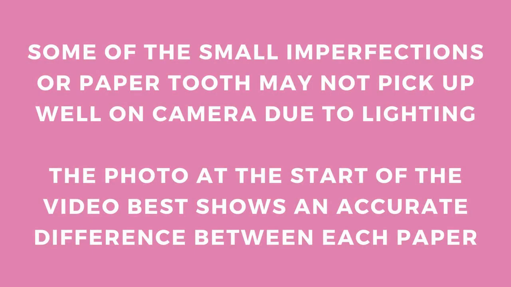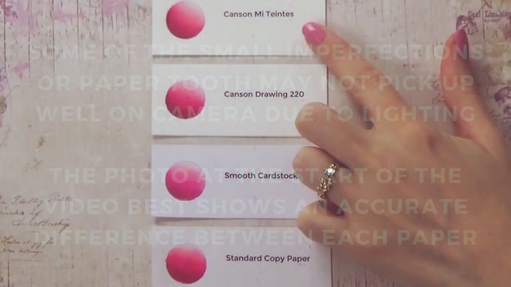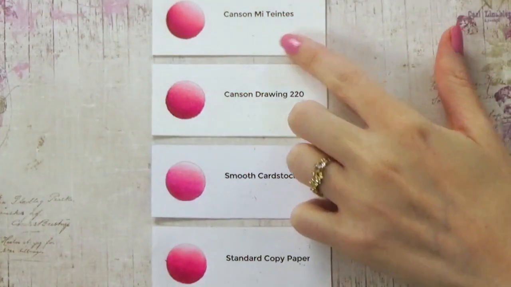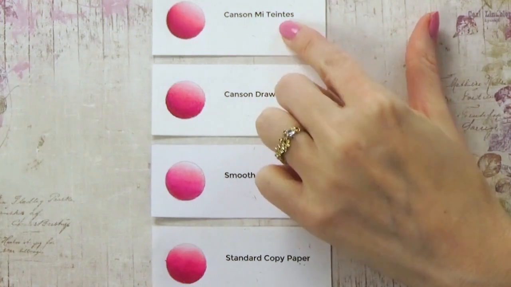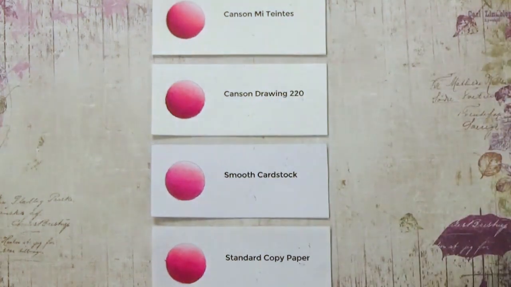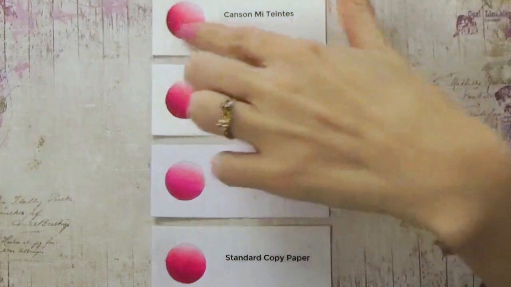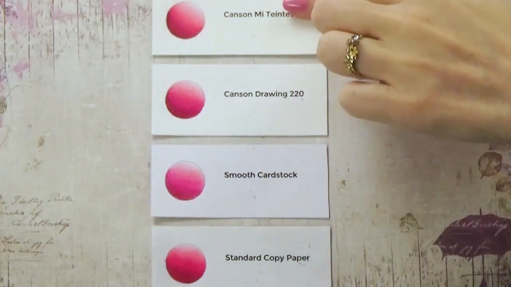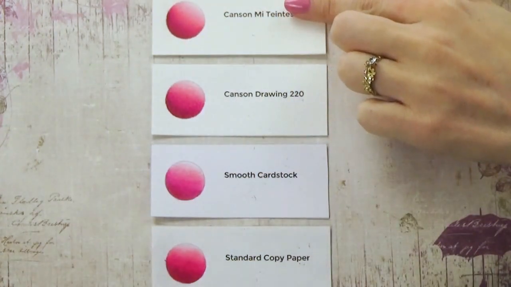So I can't go through all the papers here today just because there are so many available. So I've picked 4 for us to look at. So you'll see at the top here, I've got Canson Teintes. Now just take note of the spelling because it's French. A lot of people spell this wrong and have trouble finding this paper. Now this is my all-time favorite. This is what I use in all of our coloring classes.